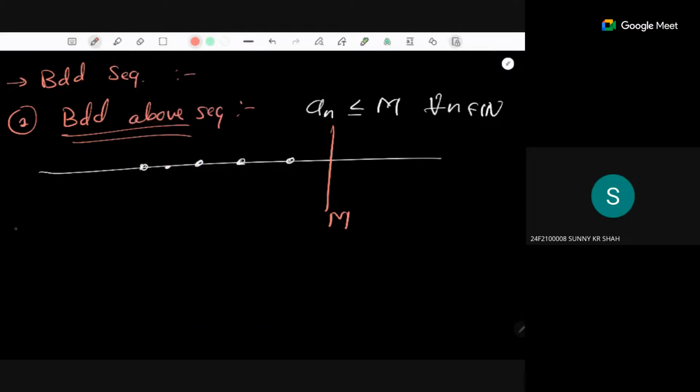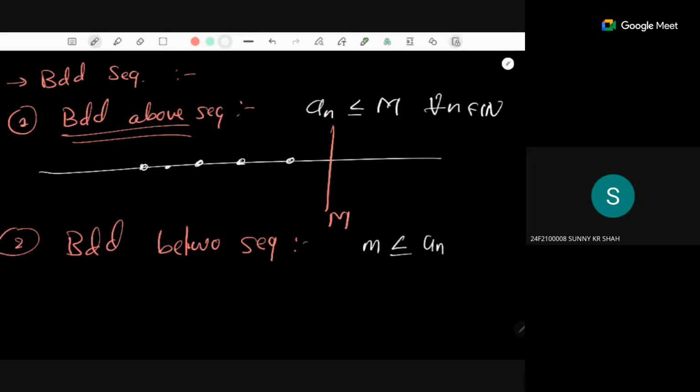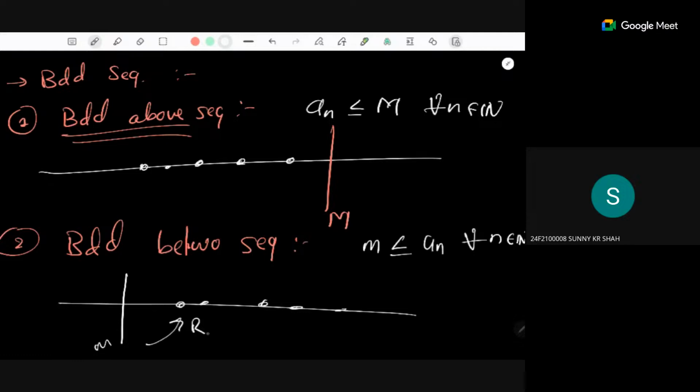Now what is a bounded below sequence? Bounded below sequence means you need to find a small m in such a way that the value of the sequence an is greater than or equal to the small m for all n belonging to the natural numbers. So that means all values of the sequence are greater than or equal to this small m. Then those sequences are known as bounded below sequences. So over the graph, we need to find a boundary wall in such a way that all terms of the sequence are lying on the right hand side. Those sequences are known as bounded below sequences.